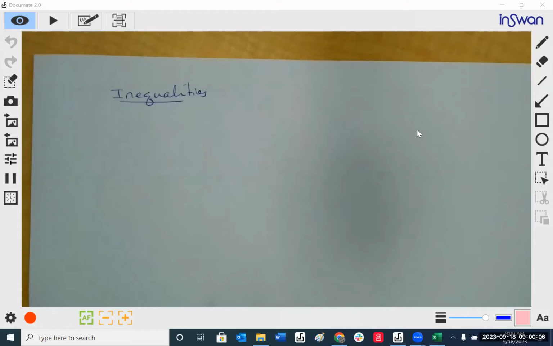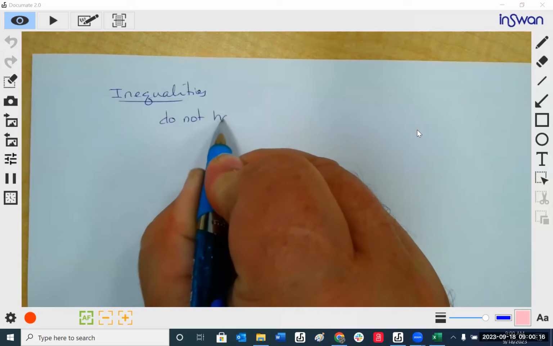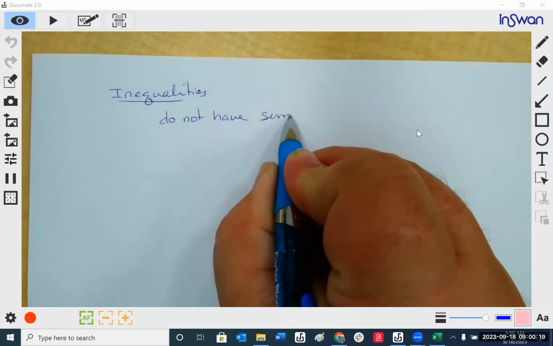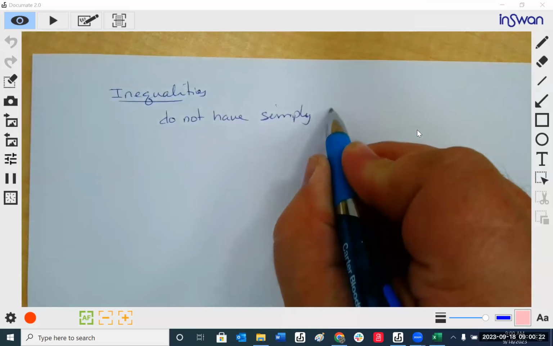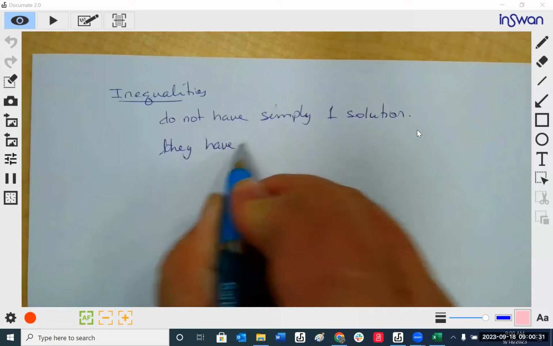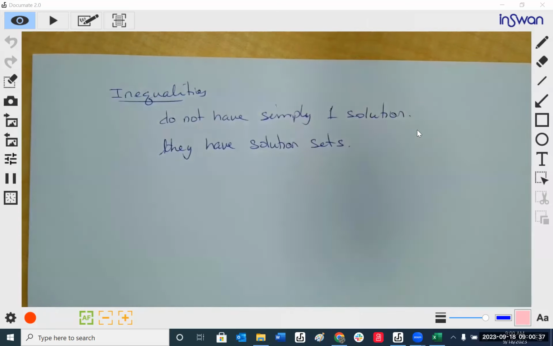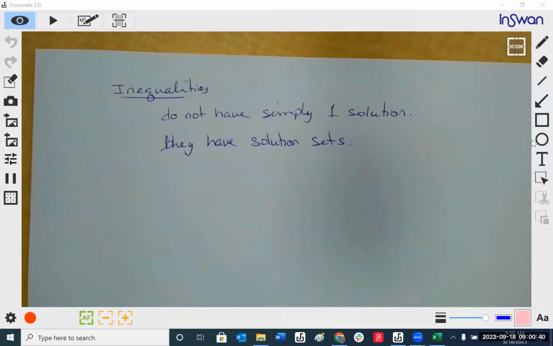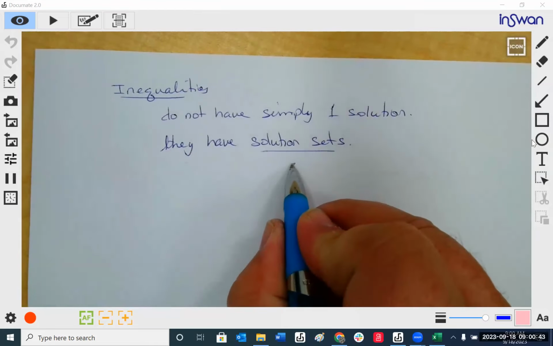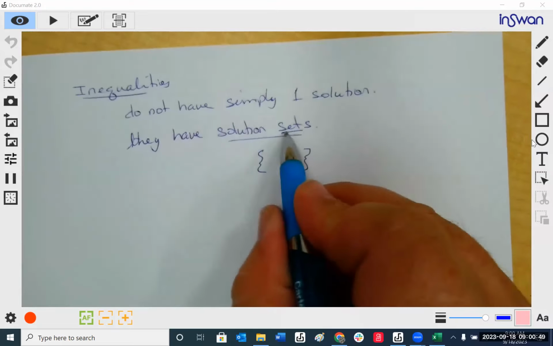Inequalities do not have simply one solution. They have solution sets. Solution sets are written inside these squiggly lines. This is what represents a set.